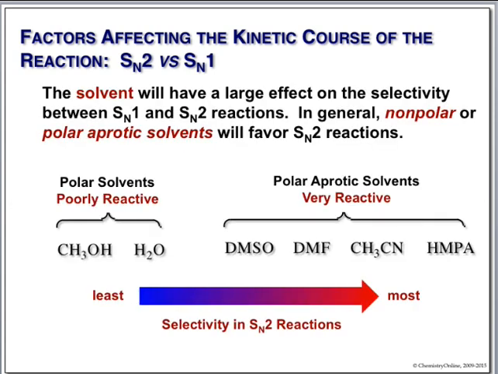Finally, the real magic here, to control SN1 versus SN2, turns out to be the solvent. Think about it, you're doing an SN1 reaction. You're going to make ions, aren't you? Something has to grab this leaving group and make it go. Just like dissolving a salt in water, if you have a really polar solvent, that's going to happen. Polar solvent is going to favor SN1.